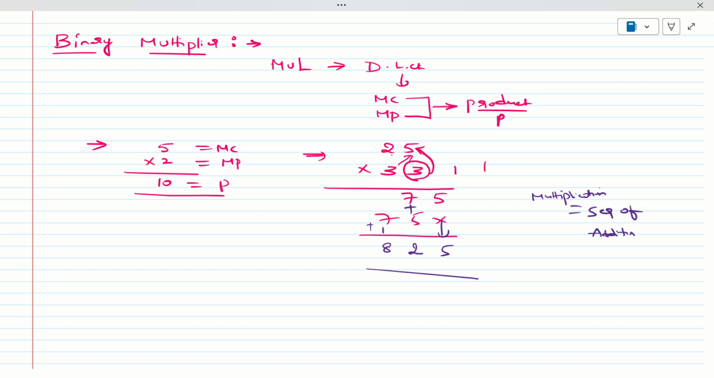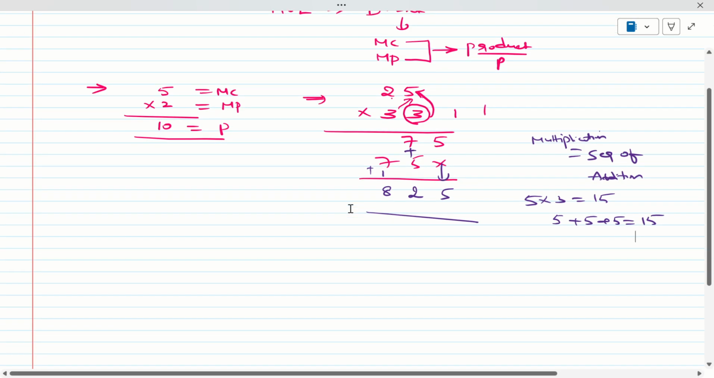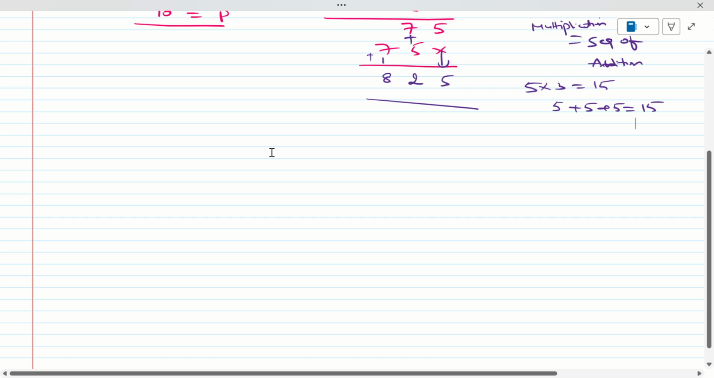Now we want 5 3s. 5 3s are 15. How to get 15? 5 can be added 3 times, so 5 plus 5 plus 5 is nothing but 15. Same way a digital multiplier works, a binary multiplier works the same way.